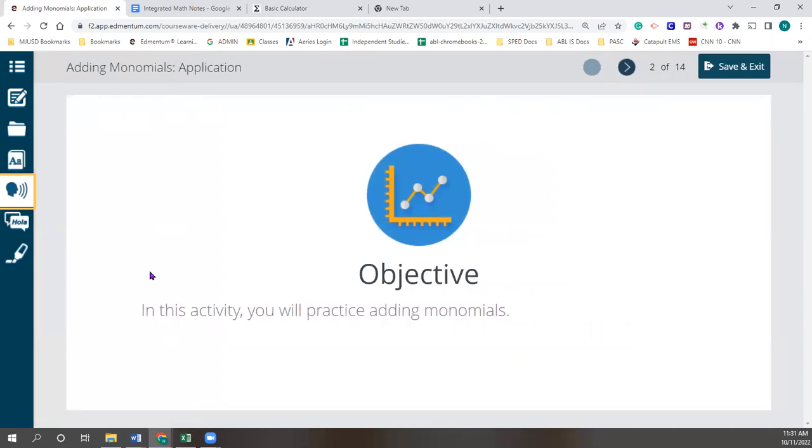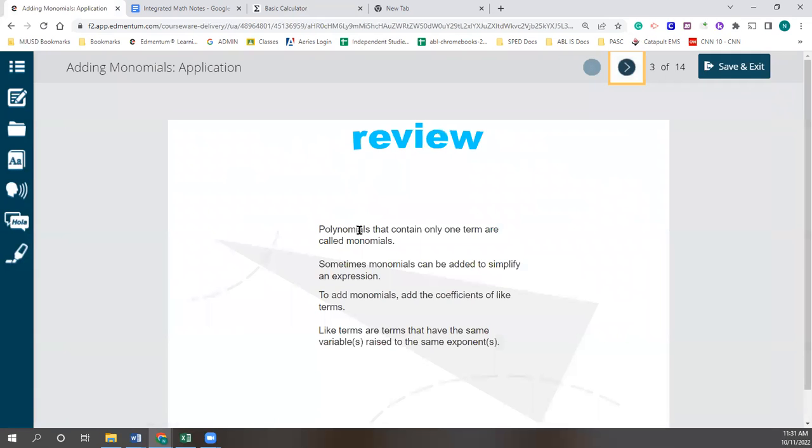I like the speaky tool. In this activity, you will practice adding monomials. Monomials. Review.